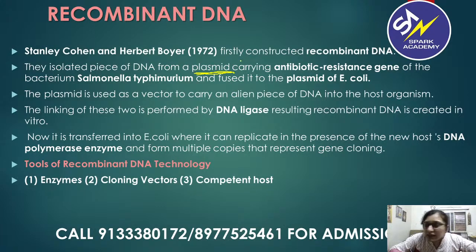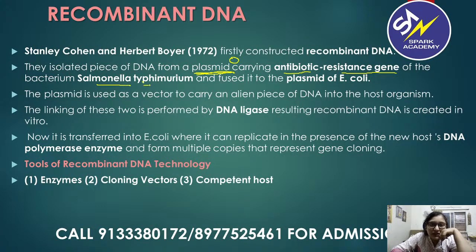So plasmid is circular. Yes, it's circular DNA, which is also known as extra chromosomal DNA. So they isolated a piece of DNA from plasmid carrying antibiotic resistance gene of the bacterium Salmonella typhimurium and fused it with the plasmid of E. coli. Okay, what antibiotic resistance gene? Actually, it was present in the plasmid of Salmonella typhimurium.